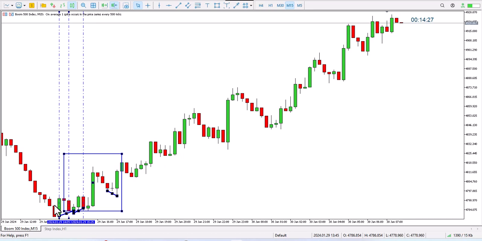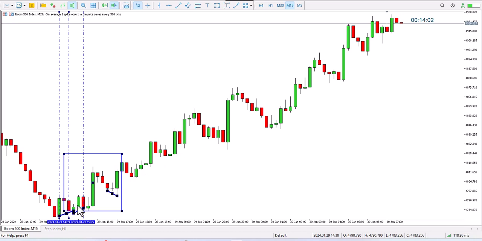So you don't want to always stick to rules that may not really work for a particular instrument. So you want to always go for what works. And the secret is in backtesting. As you backtest your system, you get to know what works and what doesn't work. So I wish you all the best with your trading.